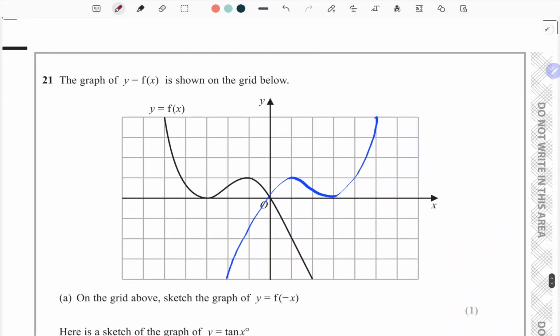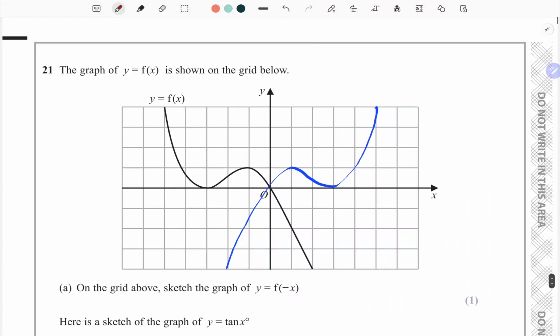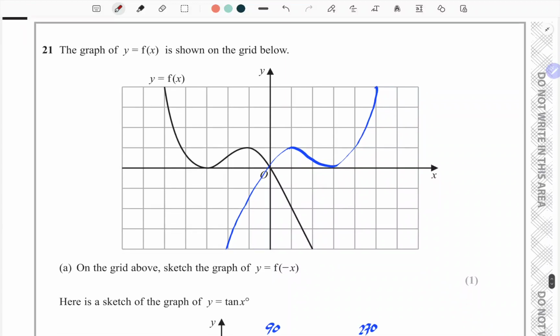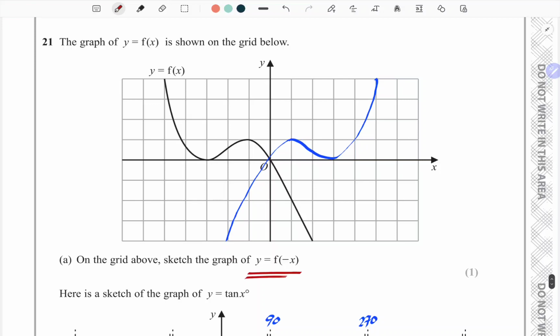So question number 21. You've got a graph of y equals f of x, and you are transforming it into y equals f of minus x. That is effectively a reflection in the y-axis. So you're flipping the shape side to side. Just flip it over to the opposite side of the y-axis, which, as you can see, I've done.